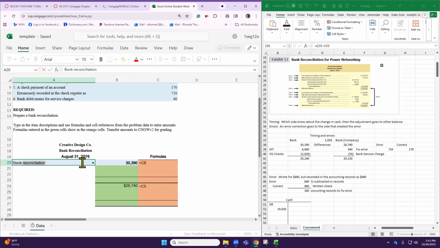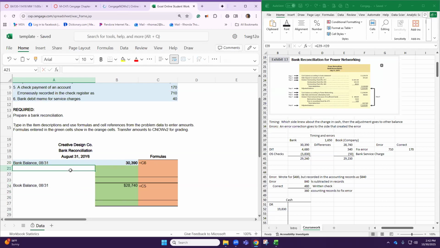Bank balance on 8/31. Okay, 8/31. That's fine. And then book balance. The book is the company. Okay, so then it looks like we have deposits in transit.